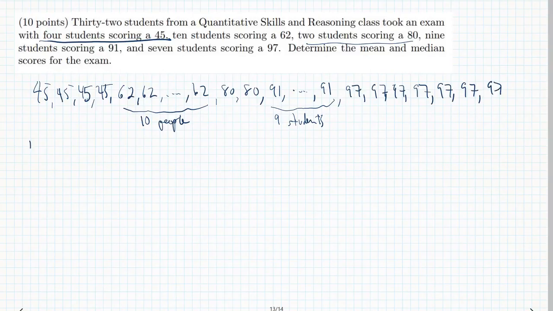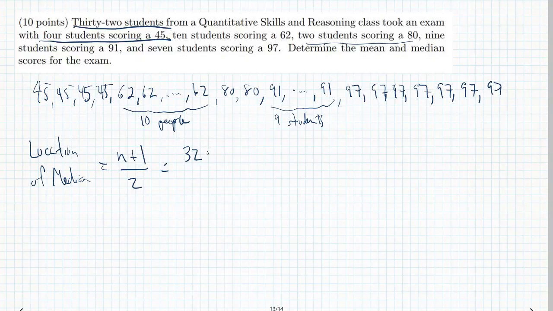All right, so we want to find the median. In order to do that, we need to find the location of the median. And so notice that would be the number of observations plus 1 divided by 2. The number of observations, we have 32 students. You can double check by adding up all those numbers. We should get 32. So that's 32 plus 1 divided by 2. So notice that equals 16.5.